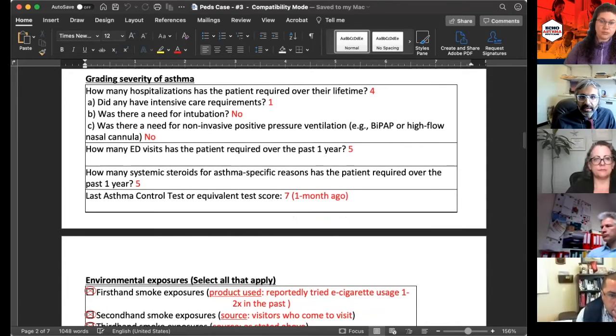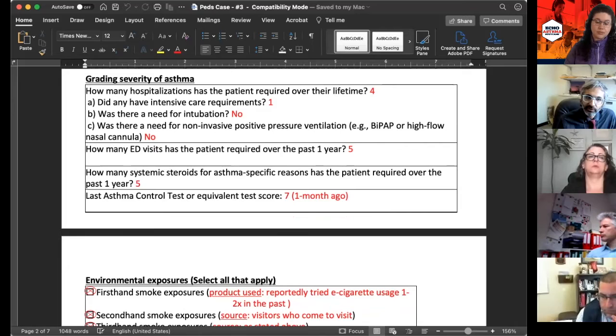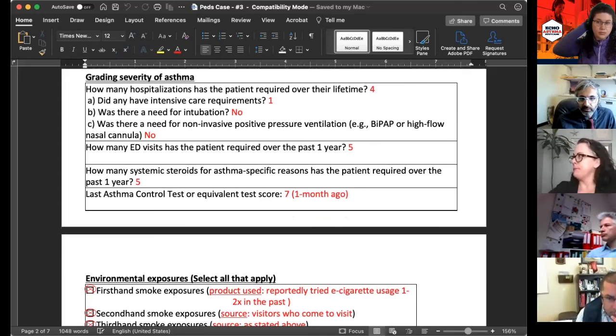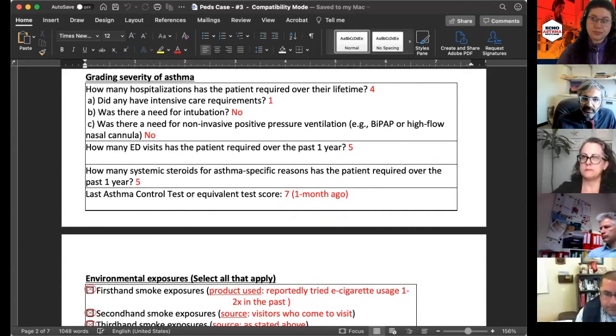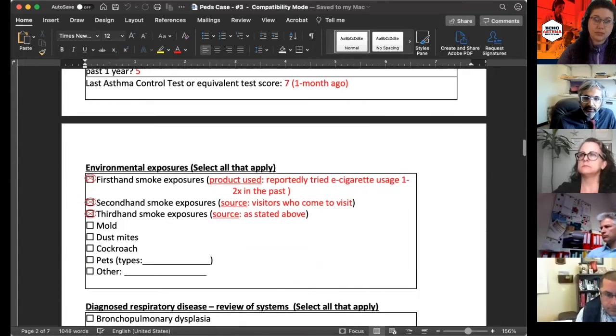In terms of her hospitalizations, she's had 4 over her lifetime, 1 ICU requirement, but she did not require intubation and did not require any non-invasive or invasive positive pressure ventilation. She's had 5 ED visits in this year alone, and every time they see her and listen to her wheezing, they put her on steroids. Her last asthma control test, the ACT, was 7, approximately 1 month prior to our visit.